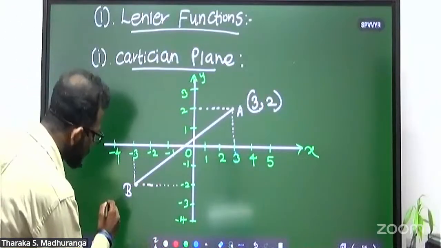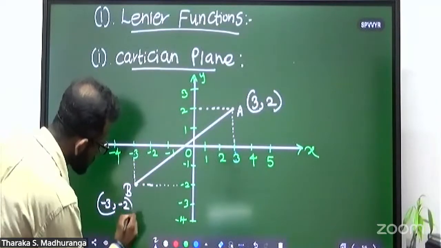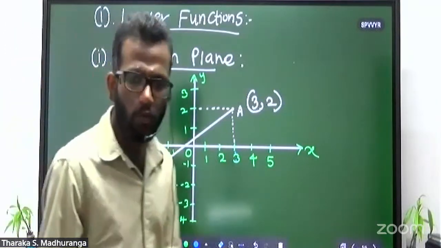-3, -2. Good. Minus 3, -2. Okay, then the A and B coordinates we found.